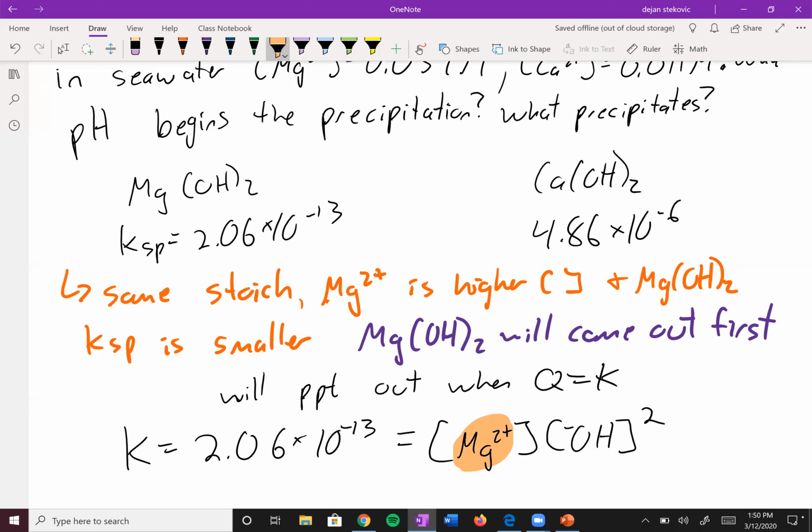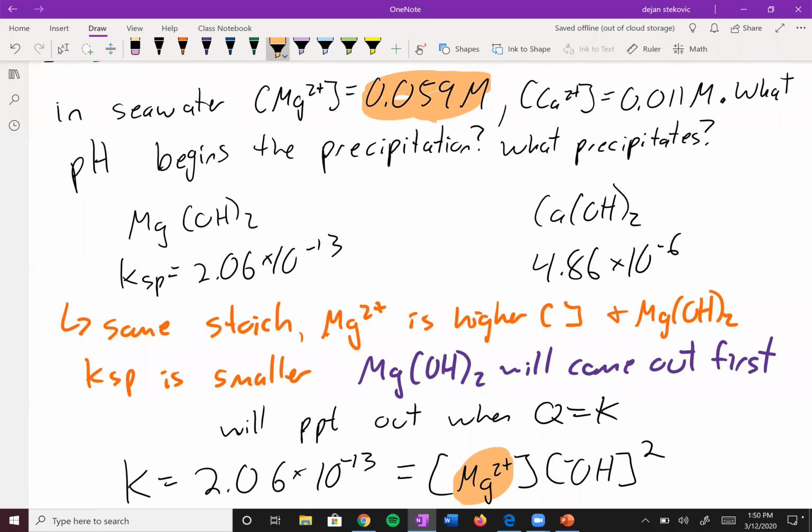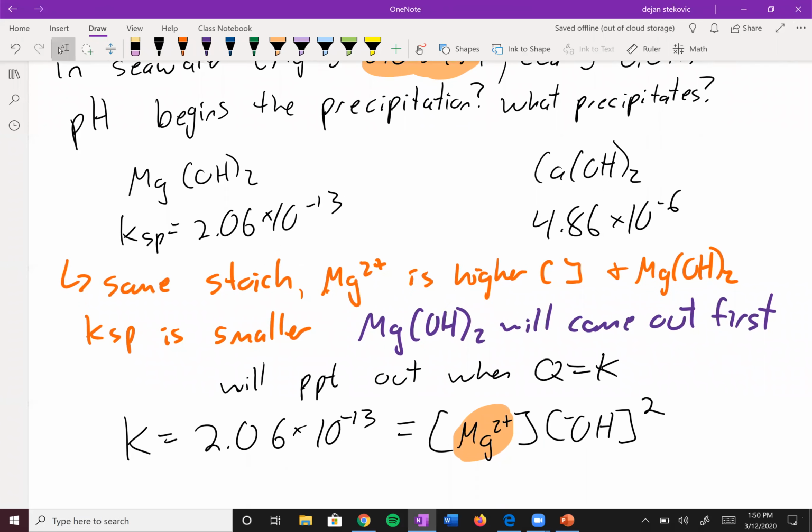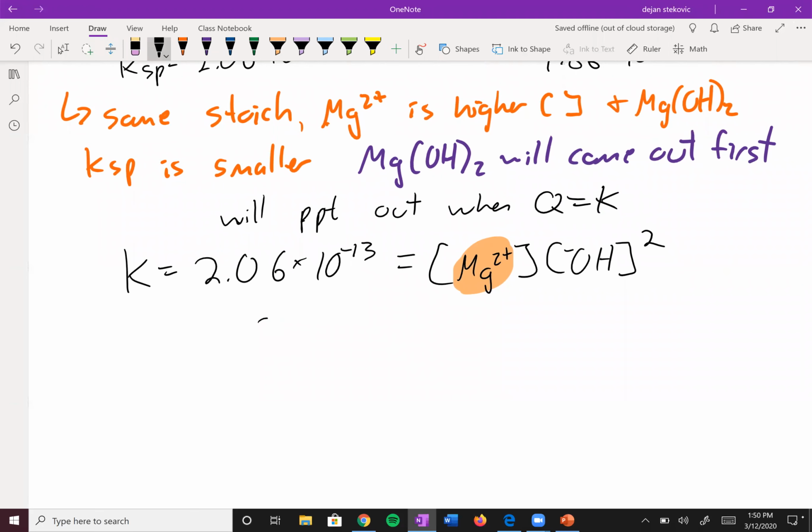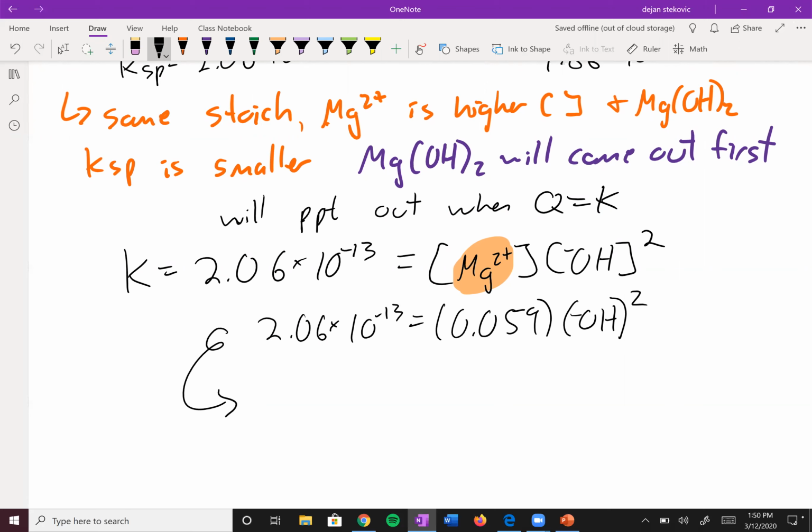So do we know the concentration of magnesium? Yeah, it's given in the problem. We know the value of K, so can we solve for the concentration of hydroxide? Yeah, exactly. So 2.06 times 10 to the negative 13. Next thing you'd want to do is solve algebraically. So divide both sides by 0.059 and then take the square root of both sides. What do you get? There we go, 1.9 times 10 to the negative 6.